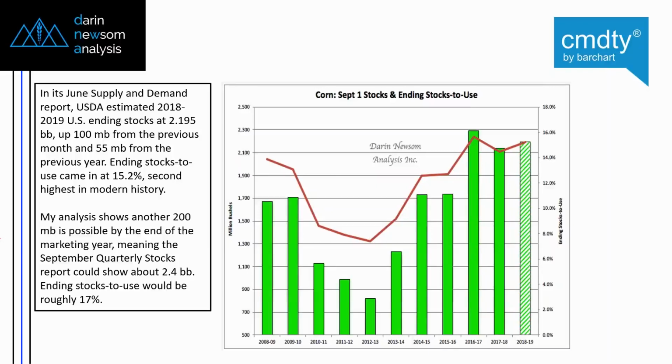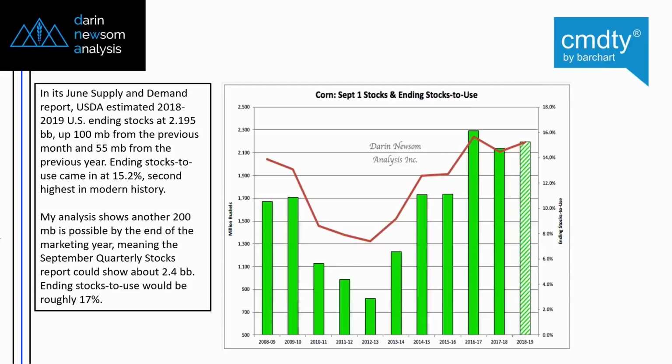Ending stocks to use came in at 15.2. This would be considered the second highest in modern history. I know that's a baseball phrase, but I also like to use it in markets. And really, it's only below the 15.7, 15.8 that we saw two marketing years ago, and you can see it on this chart.